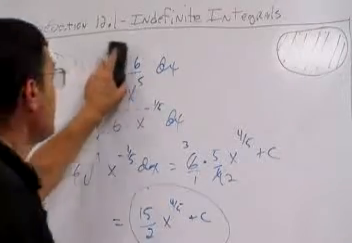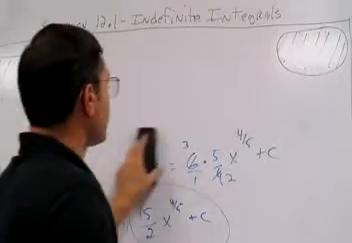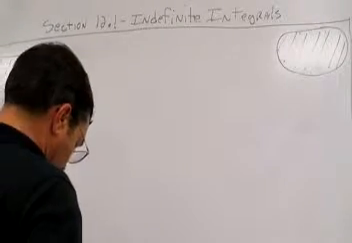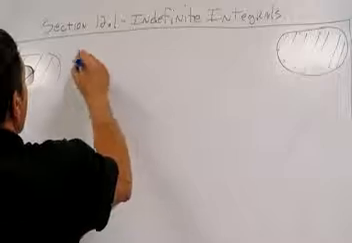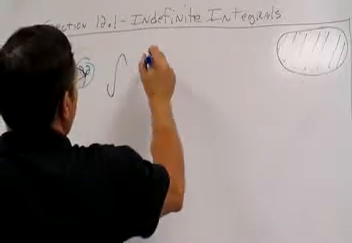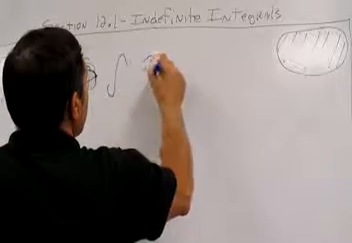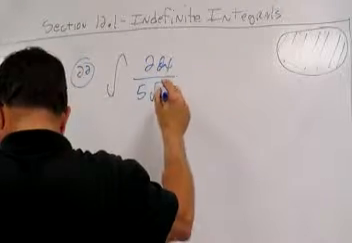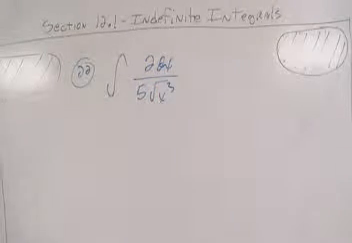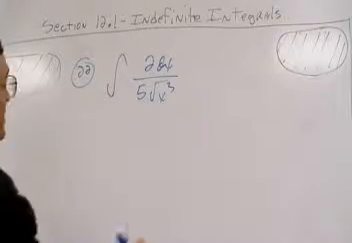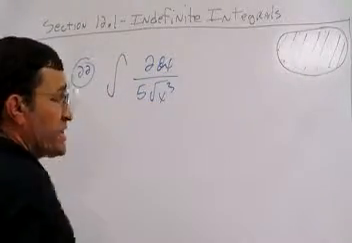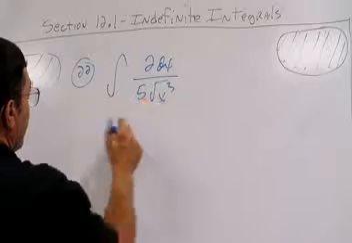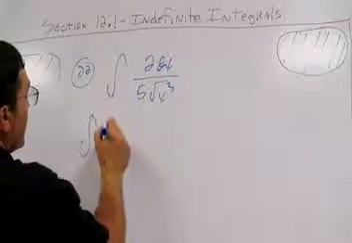Okay, another one. Let's do problem 22. So we have the antiderivative of 2dx over 5 times x, the square root of x to the third. What you're going to do is use a little bit of algebraic simplification on that. Think of it like this.